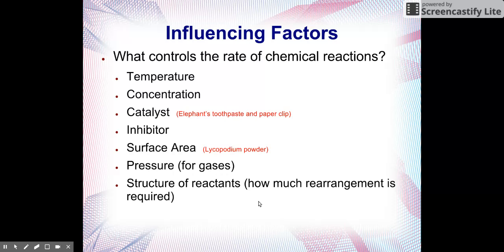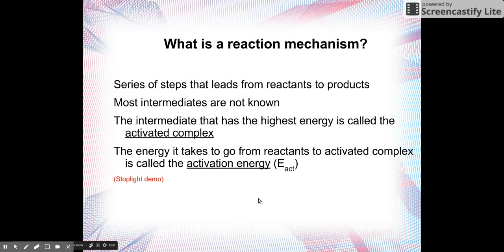Surface area, as I showed you with that light bulb picture, shows that the more places that molecules are touching each other, the more chance there is for effective collisions. Pressure is obvious, right? Because we learned that the definition of pressure is a number of collisions. So the greater the pressure, the more collisions there are, and the faster the reaction is going to go. And as we said before, how much rearranging actually has to occur for the products to form.